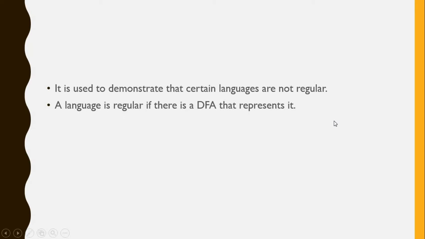Now, a language is regular if there is a DFA that represents it. If there is no way to draw a DFA for that language, then the language is not regular, and you apply the pumping lemma for regular languages to prove it. I'm not gonna go over the reasons why a language is not regular. It's not the purpose of this video. I'm just gonna explain the pumping lemma for regular languages by itself. How it works, fair enough?